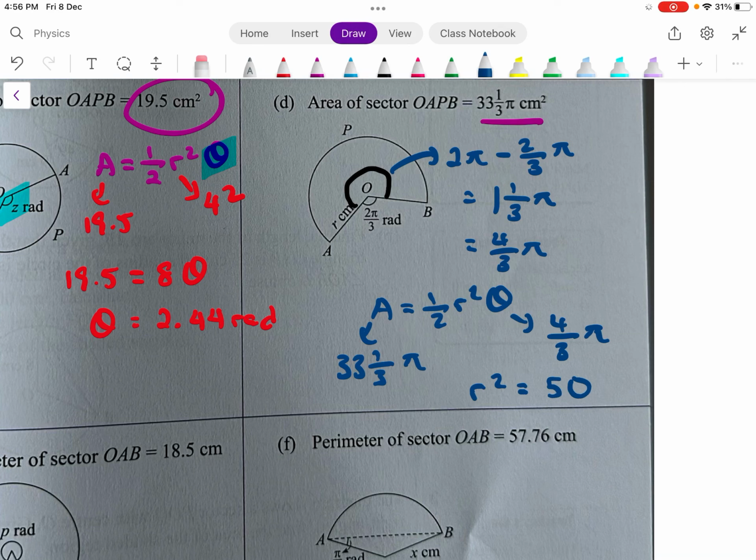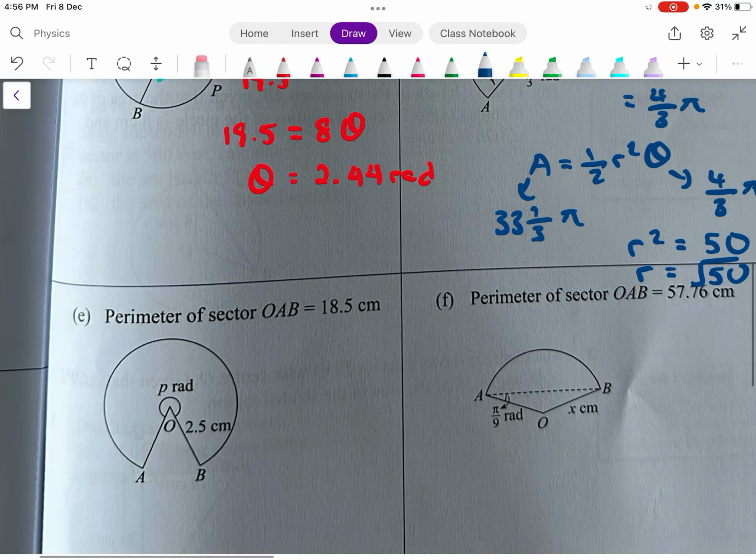If my calculation is correct. Okay, then of course, what is r? r just need to square root 50. Square root 50, so this will actually give me 7.07, rounded to 3SF. So that is how you actually do part D. Okay, with this, now let's move on to part E.